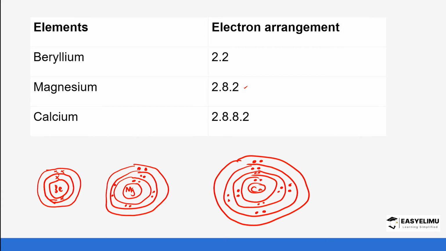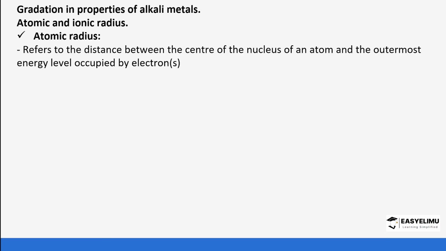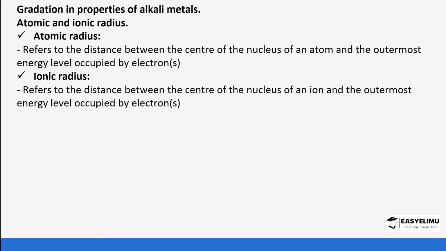So this brings us to the next part. We are going to look at their gradation in some of the properties. One of the things to look at is the size. The atomic radius, we said, is the distance between the center of the nucleus of an atom and the outermost energy level. And the ionic radius is the distance between the center of the nucleus of an ion, see the difference, and the outermost energy level occupied by electrons.